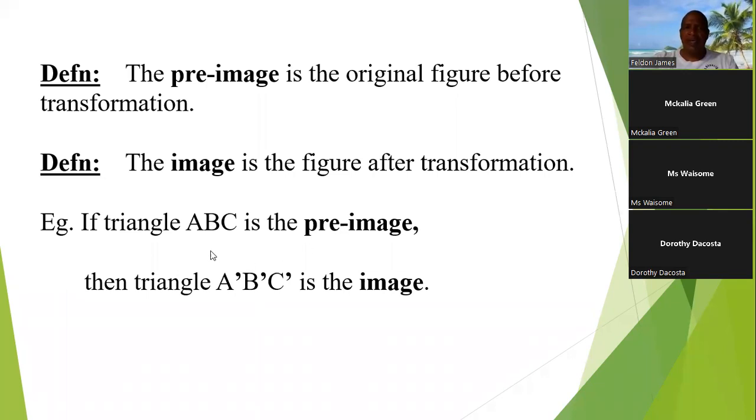So as I was saying, we know that your pre-image is the original image or the original figure before transformation. And the image is the figure after transformation. And as I was saying, if you represent a triangle with points A, B, C as your pre-image, then the image will take A dash, B dash, C dash to represent the image, all right? So that's something to bear in mind. All right, so moving along.